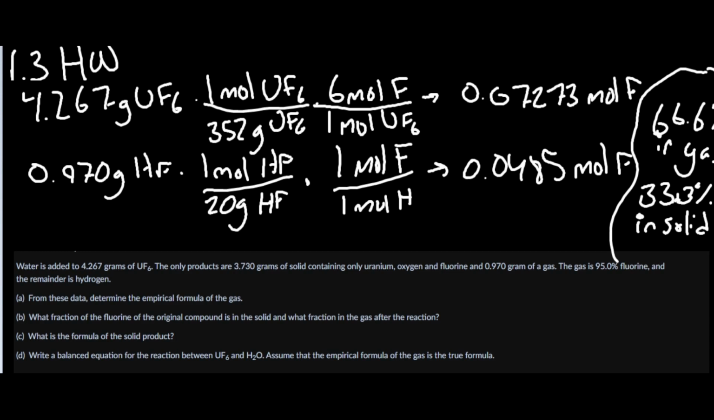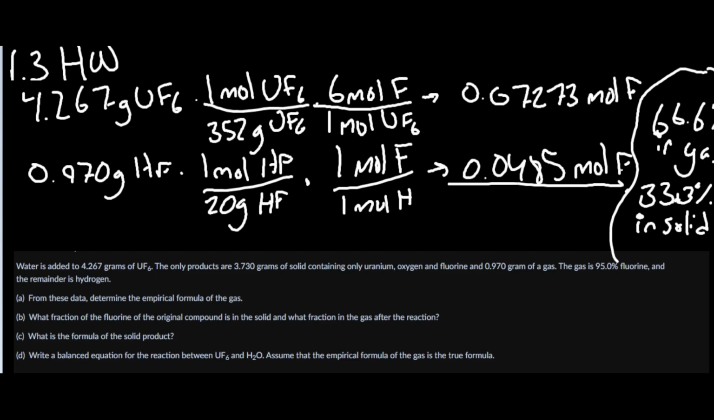So, for example, in this first problem, I found the moles of UF6, or uranium fluoride, and then I multiplied by 6 moles of fluorine, because there are 6 moles of fluorine in this molecule. So in 1 mole of uranium fluoride, there are 6 moles of fluorine. This is kind of like a chemical equation, except you're only doing it in a formula. It still works though. And with that, I get 0.0 blah blah blah moles of fluorine. And I do the same with hydrofluoric acid, and I get 0.0485 moles of fluorine.